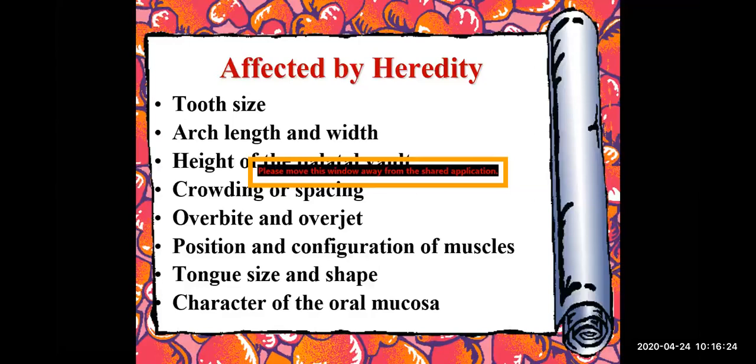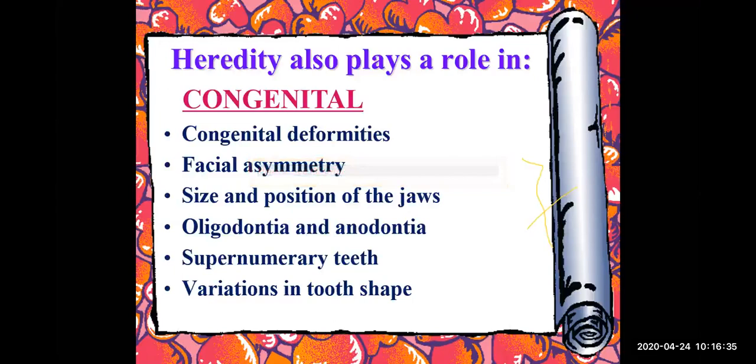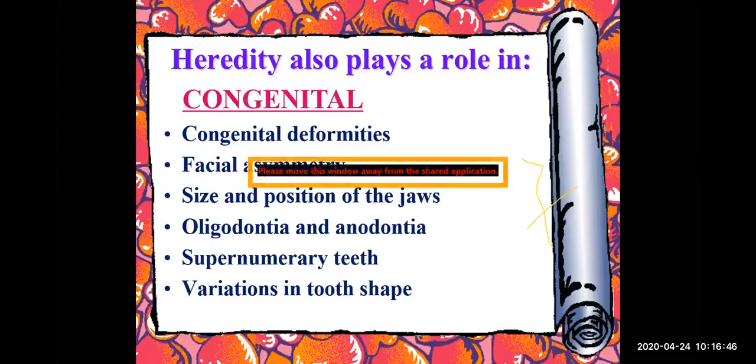So the family history, you will have to record the family history properly, and you see similar malocclusion. When you see the patient, you should observe the parents also. If you see the parents with the similar malocclusion, you will have to record that. Okay, that will be useful for the diagnosis and treatment planning. So the hereditary also plays a role in the congenital deformities. Okay, this is also very important.